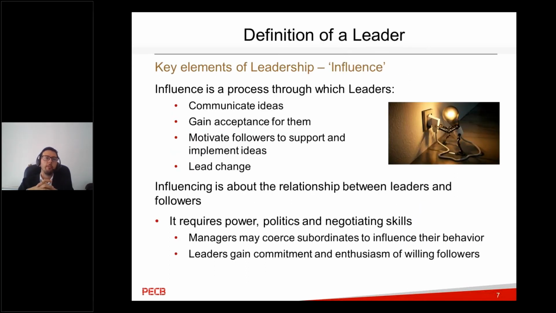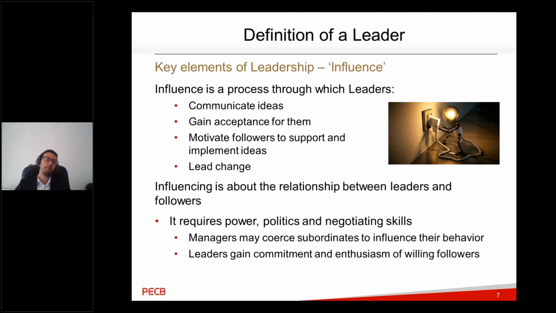Then when we talk about influence as one of the key elements of leadership, we are talking about a process. So influencing basically is the process when leaders try to communicate ideas to others and then seek to gain acceptance for these ideas. And then try to motivate followers to support and implement these ideas. And ultimately, this means that they are the ones that are leading change. So as you can see, the concept here does not mean that the leader is an autocratic figure or one who seeks to exert their own opinions on the followers.